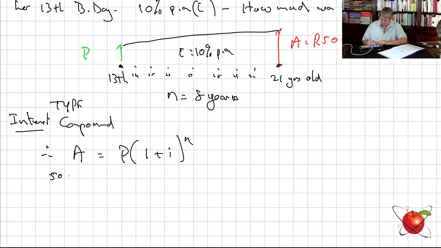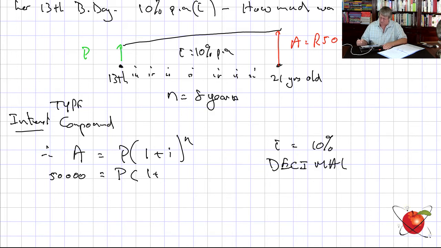Next we say, right, let's put in. 50,000 over there is equal to P. Oh, we don't know, do we? 1 plus i. But i was given as 10%. What do I have to use it as? A decimal. I cannot use it as a percentage, which means it is 0.1. 1 plus 0.1 to the power of 8 years, because that's that. So I then say 50,000 is equal to P.